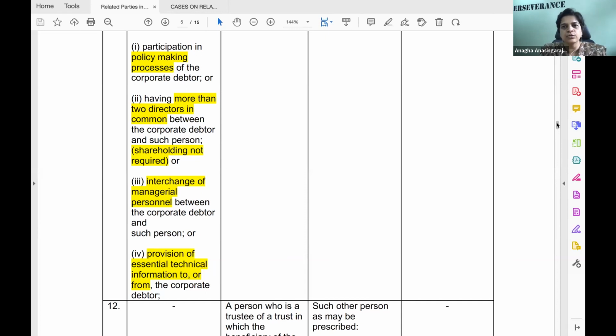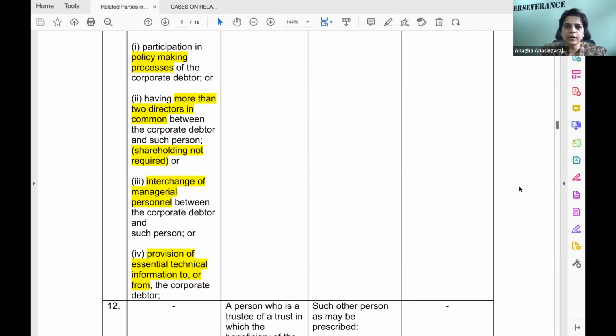We need to go and actually see the functioning of the CD to be able to arrive at any reasonable conclusion. Because ultimately, once we arrive at a conclusion that this person is a related party, the next step is to go and examine all the transactions in the last 2 years at least before the ICD. If we actually find those transactions, then we need to file an application to the NCLT under the appropriate section.